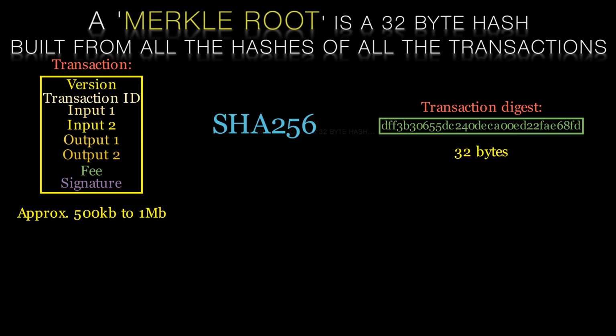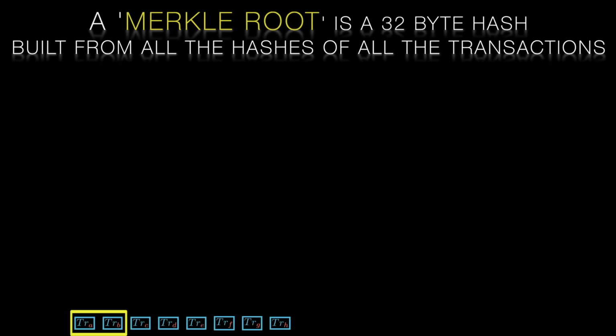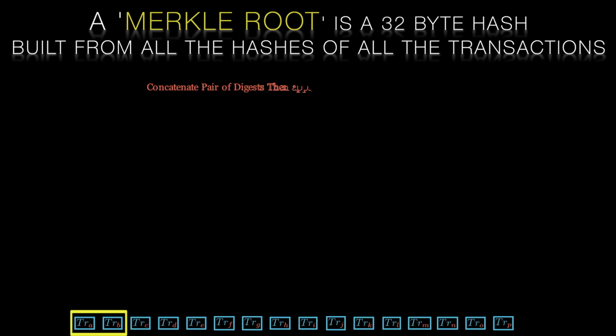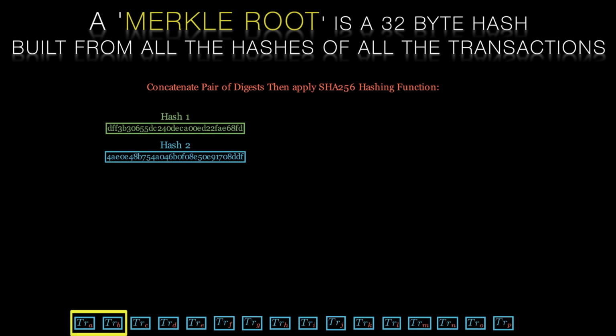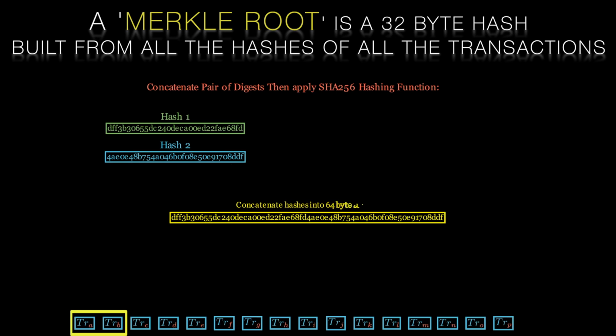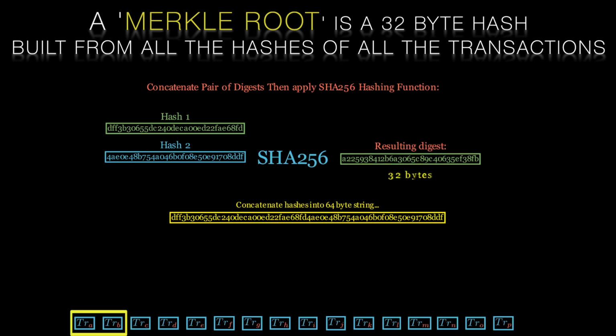Then, starting with the hash of the Coinbase transaction, we pair each transaction digest. If there are an odd number of digests, then we simply copy the final digest to pair it with itself. We then concatenate each pair of hashes into a 64-byte string and apply the SHA-256 algorithm to that concatenated string. This results in a set of hashes half as big as the original set.